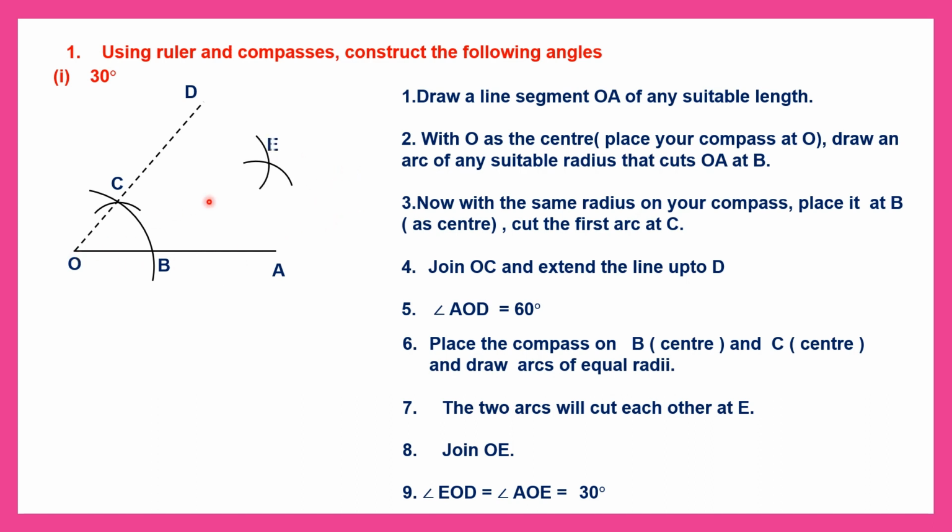Now join OE. When you join OE, here what you have is AOE. This part is now 30 degrees and this other part is also 30 degrees. So we only want this part. Here we have angle EOD, which is 30 degrees, and angle AOE is also equal to 30 degrees. So we've constructed a 30-degree angle. We can mark this angle as 30 degrees.